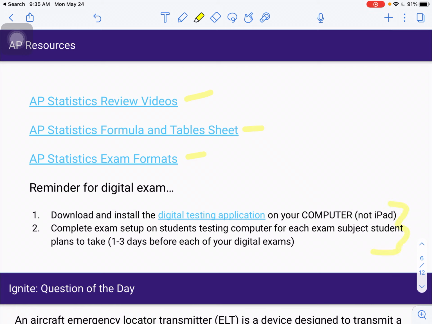I just talked about it, but make sure that you download and install the testing application. And then the second step for the digital exam is that 1 to 3 days prior to your stats exam, which is on June 10th, you need to download the test into the testing app. Again, that needs to be done 1 to 3 days before the digital exam. So basically, if you do it any time on that week after you're done with school, you should be in good shape.